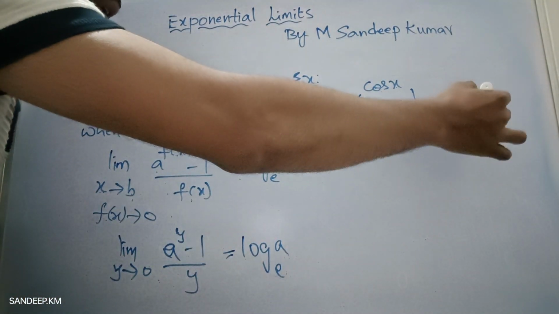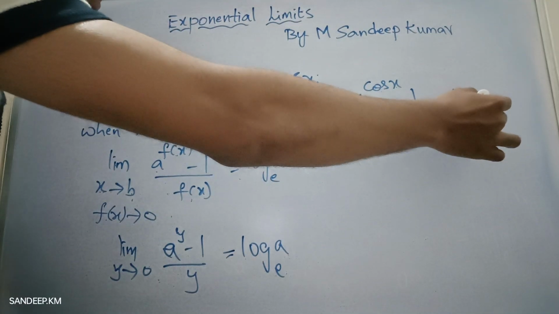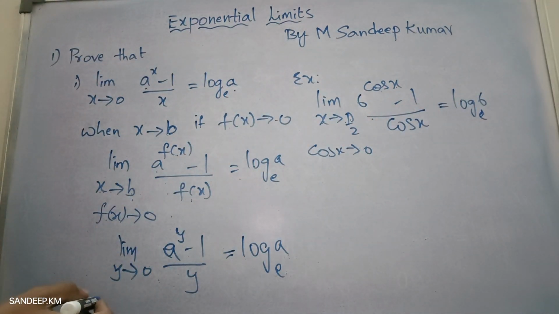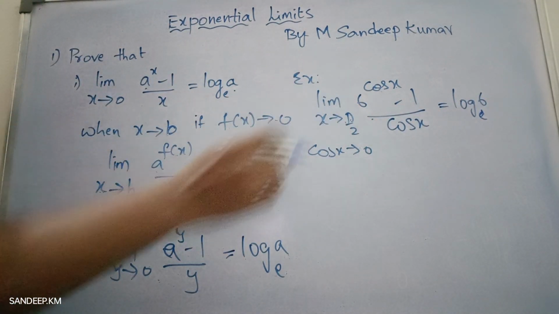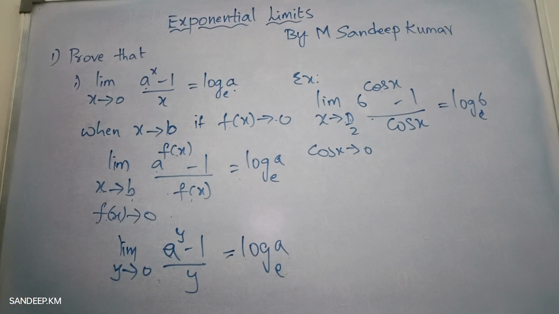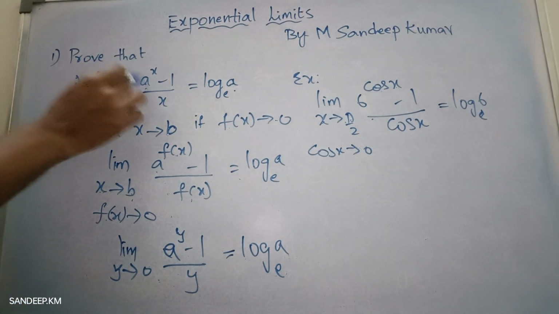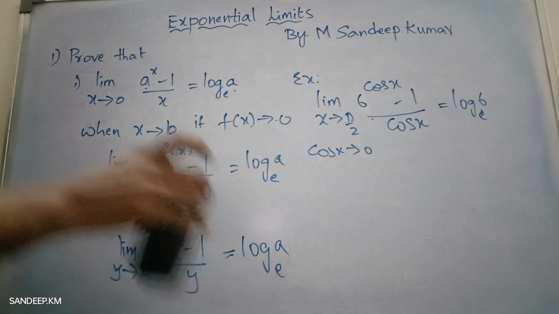The answer is log 6 to the base e. We can write it directly like this. Okay, remember this kind of forms will be used while solving the problems. Okay, next, second proof. Instead of a, what if we have e, dear students?